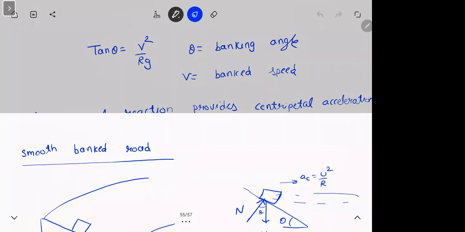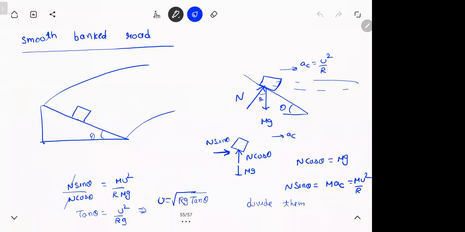So this was the last thing that we did, smooth banked road. If you see last class, we were discussing why you need to bank the roads. What happens if you make a curved road, which is horizontal. So now let's see the second part, what happens if there is friction and also it is banked.